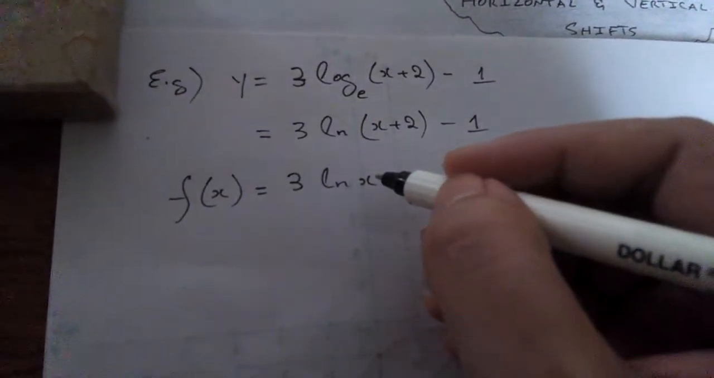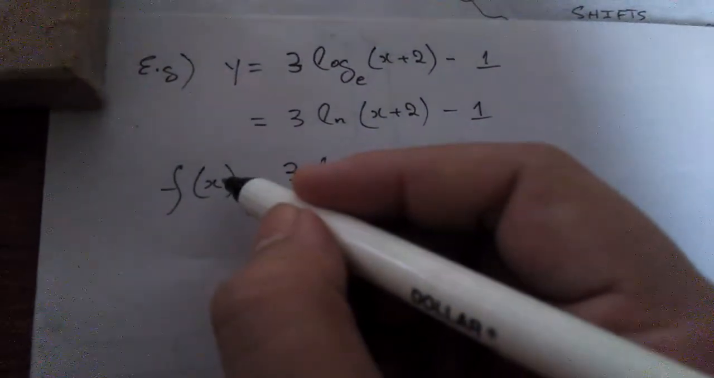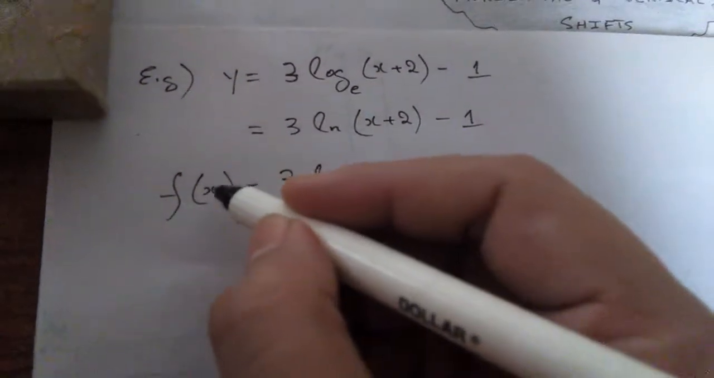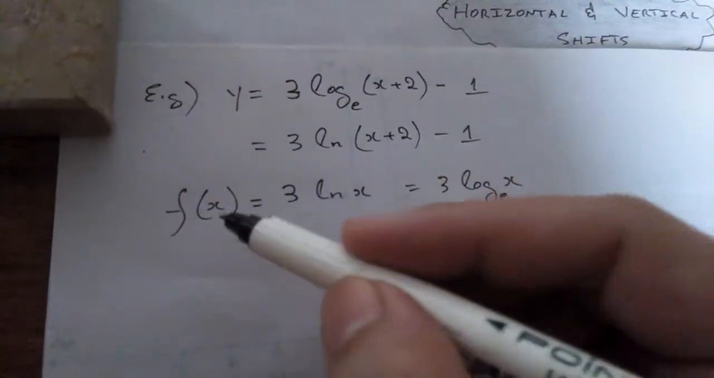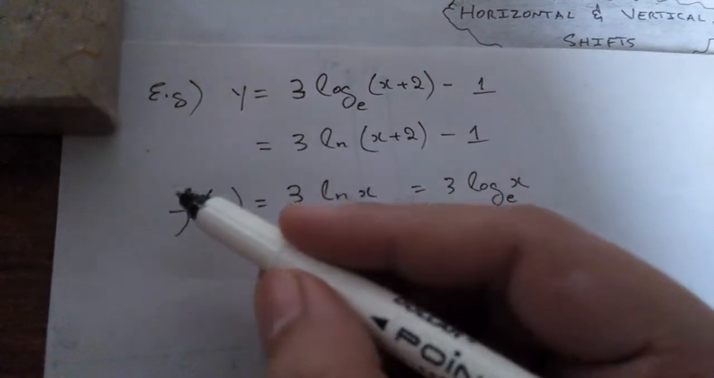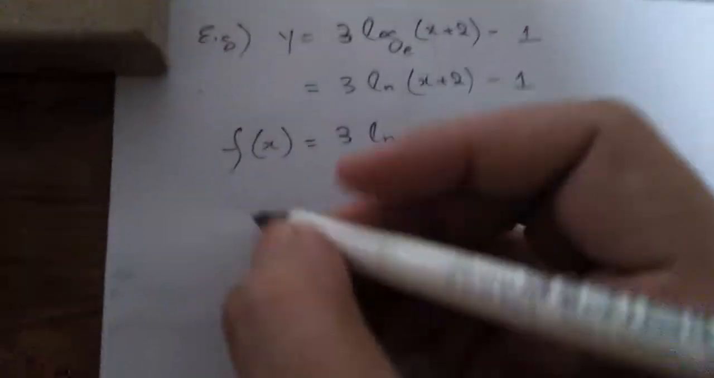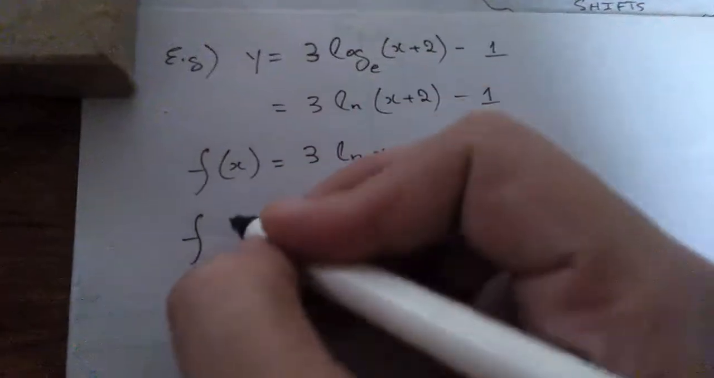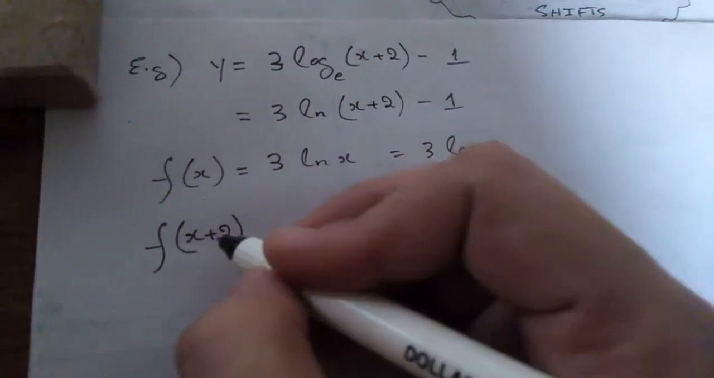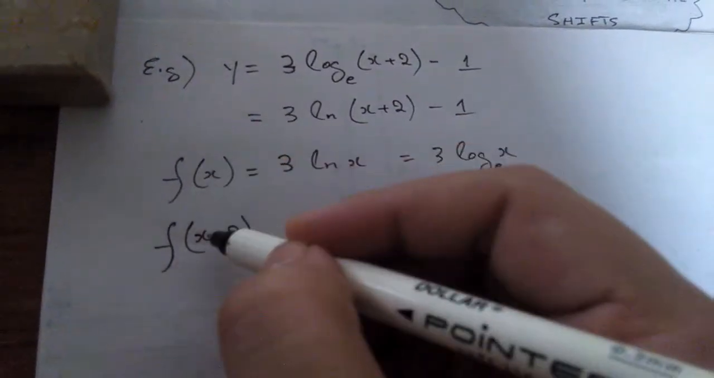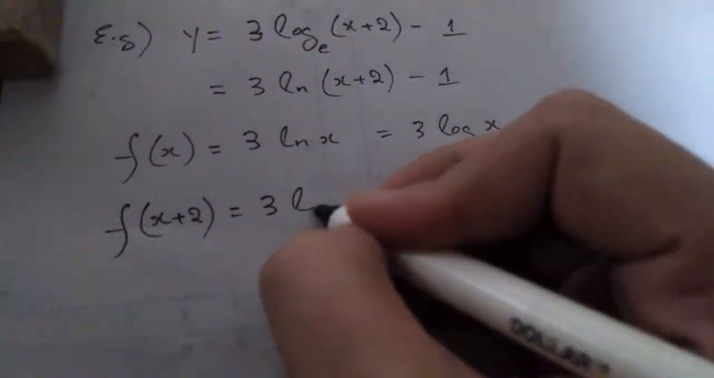If you are bringing change in the independent variable, then you are going to perform the horizontal shift. And if you are adding or subtracting anything from this function, you're going to perform a vertical shift. So if I replace this x by x plus 2, I have just changed my independent variable from x to x plus 2. Now the definition of this function is going to be this.